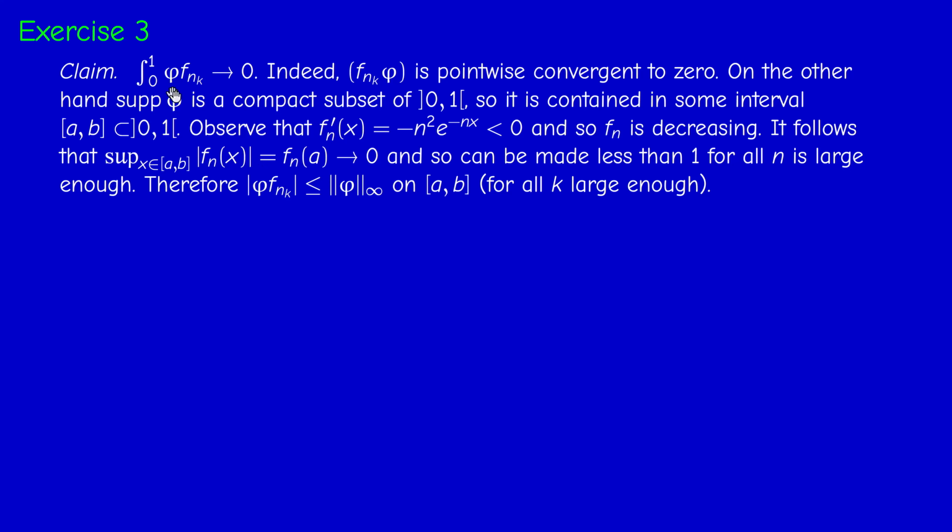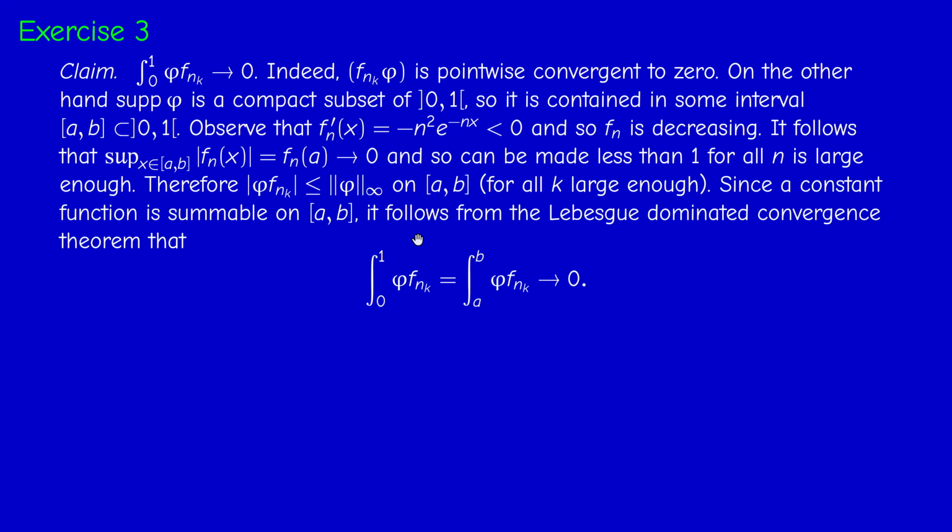Now, to prove the claim, we have to use the Lebesgue dominated convergence theorem. First we have the pointwise convergence to 0, but now we have to find a function in L1 that bounds phi fnk. This is just the constant, which is the supremum norm of phi, because fnk is less than 1. So for k large enough, phi fnk is less than this constant. But this constant is summable on (0, 1), because (0, 1) has finite measure. So we can apply the Lebesgue dominated convergence theorem, and accordingly we get that the integral of phi fnk converges to 0. So this proves the claim.